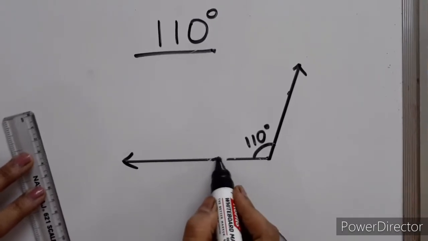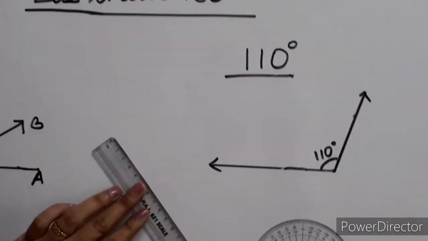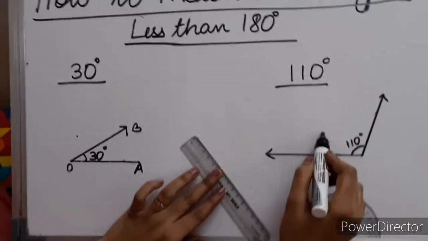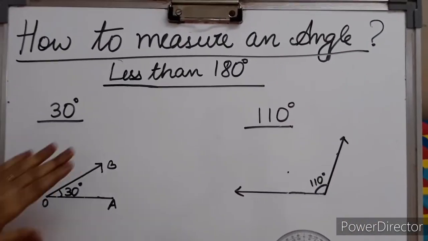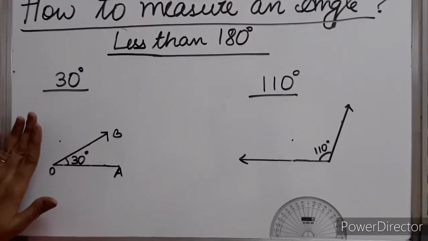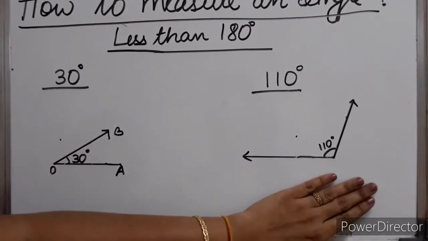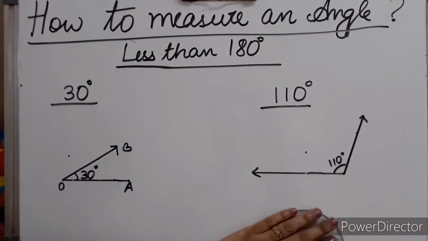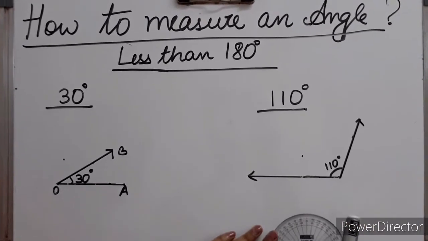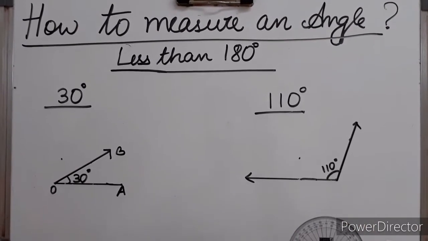Okay, so these are both the ways. This one I measured with the inner scale, this one with the outer scale. You can use both ways. The inner scale goes in the anti-clockwise direction and the outer scale goes in the clockwise direction. This is the method to use the protractor. Now what if we have to measure an angle more than 180 degrees?